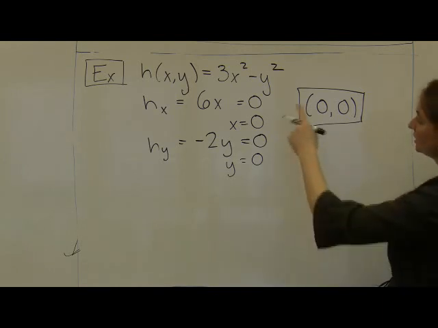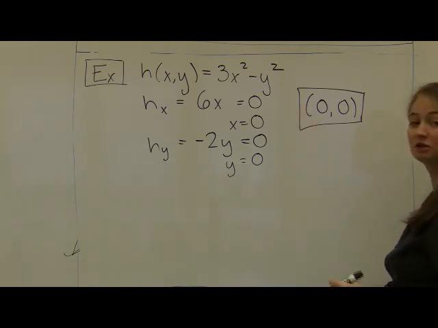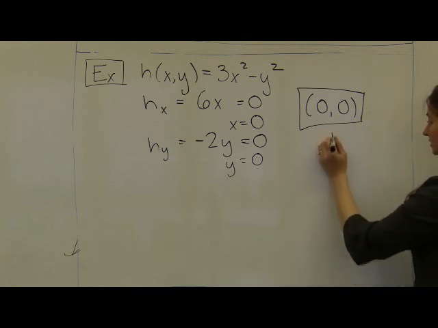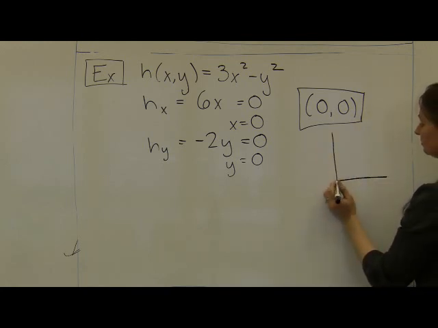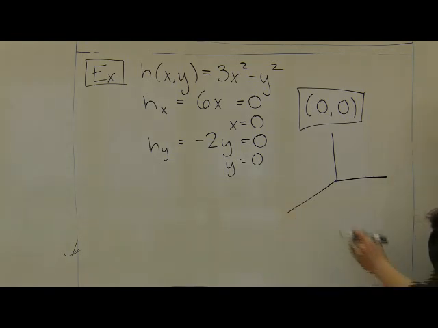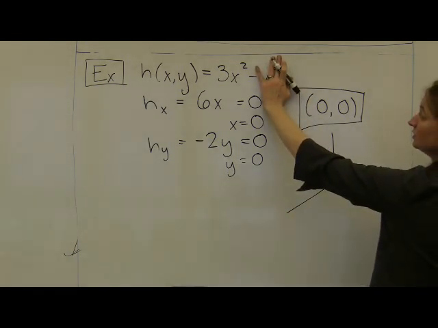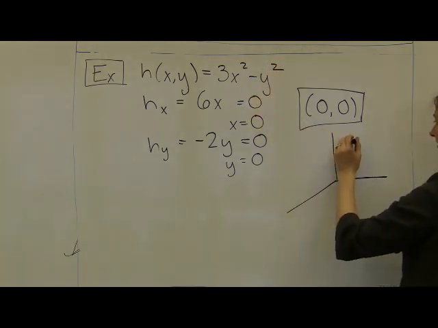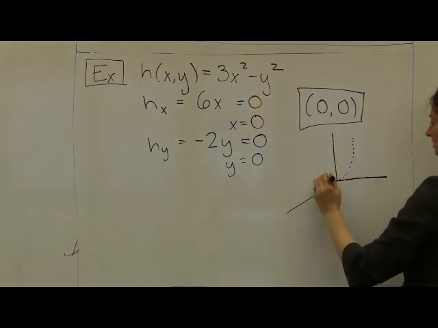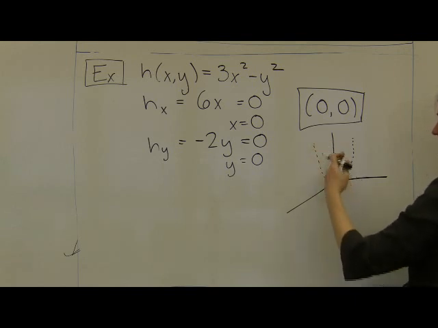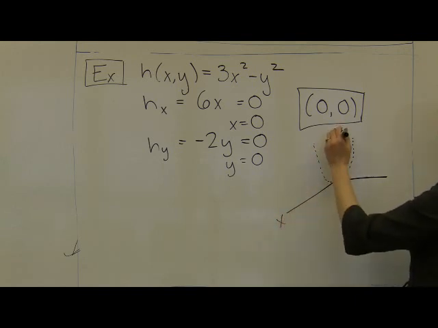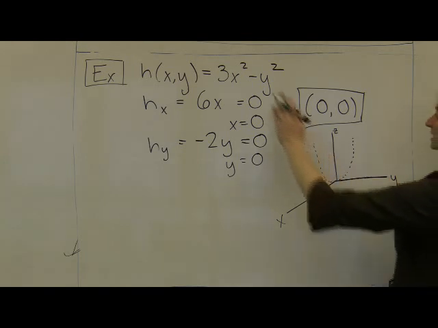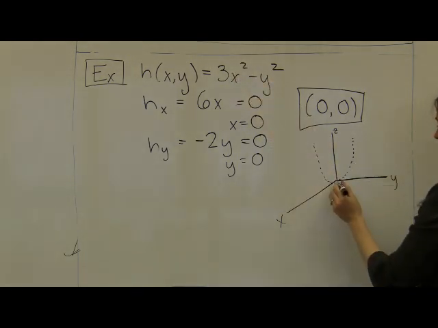And I want to know whether or not this is a max or a min. In order to do that, I'm going to do a quick graphical analysis. I'm actually just going to look at the vertical traces in this case. We see that when y is equal to 0, we end up with a parabola that's upward pointing in the x-plane, something that looks like this. And this is just in the xz plane. We see that when x is equal to 0, we have a downward sloping parabola.